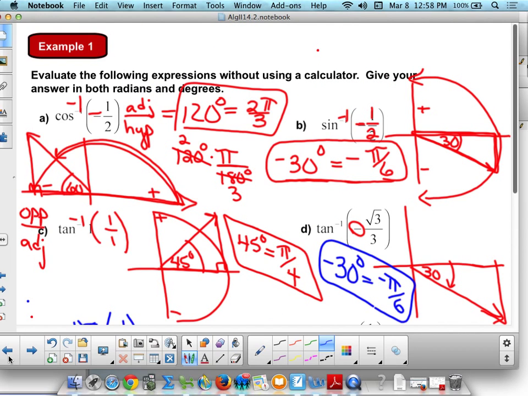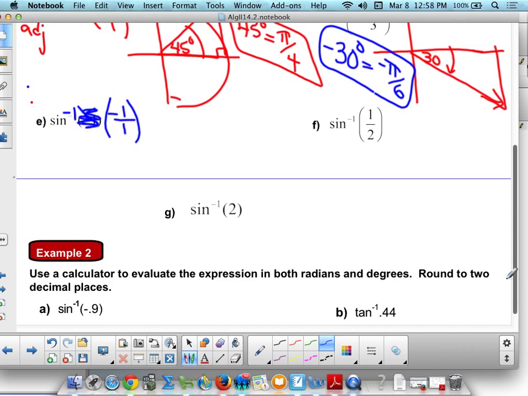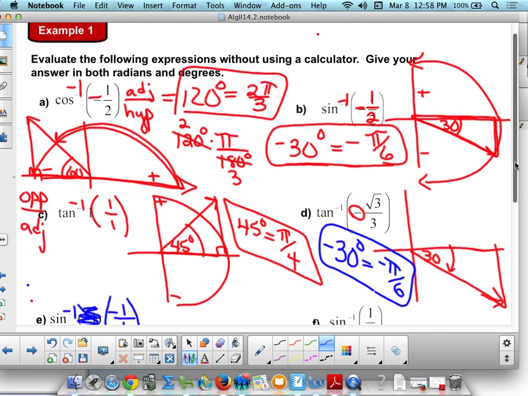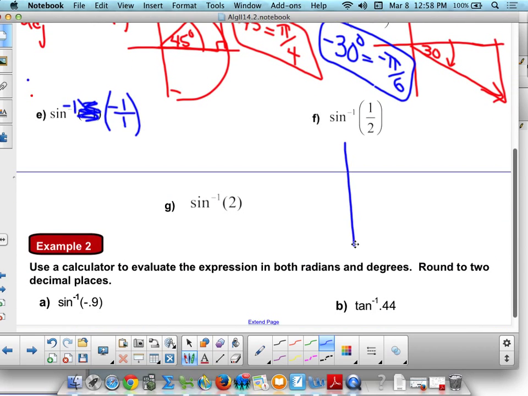What is the next one? Oh, 1/2. We've already done this, haven't we? Have we done sine of negative 1/2 up there? Yes. We got it right here. We did negative 1/2, which was down 30. This one would just be up 30, wouldn't it?